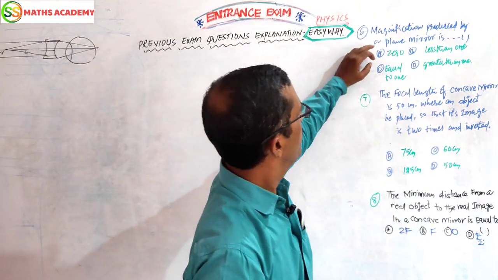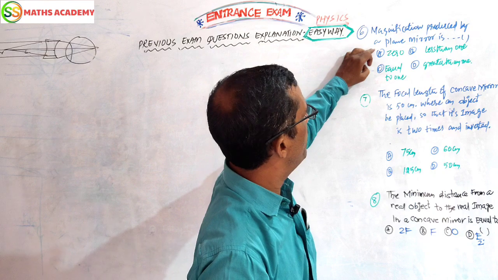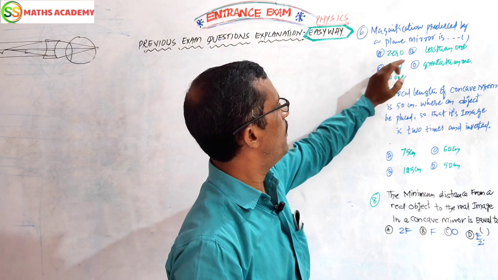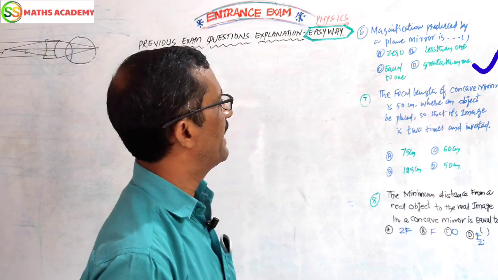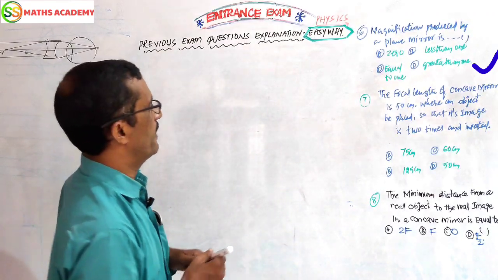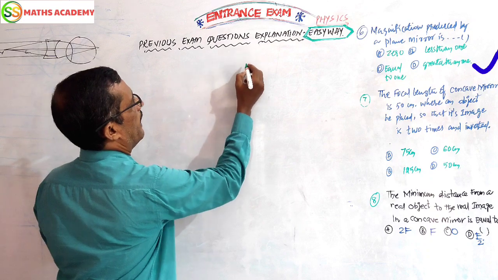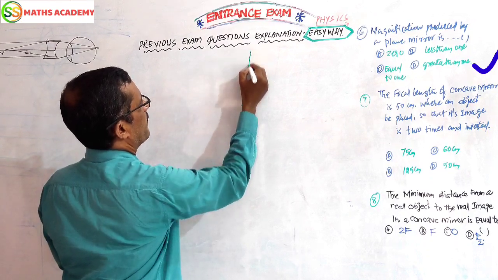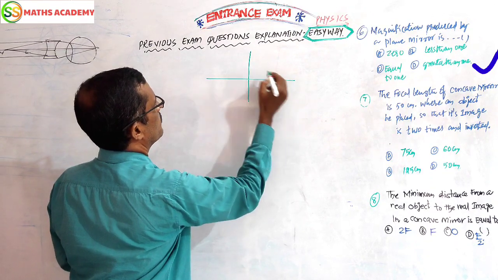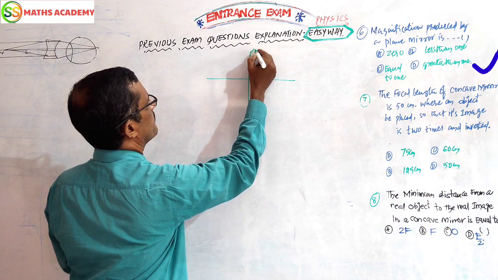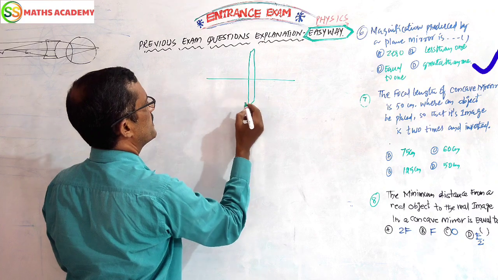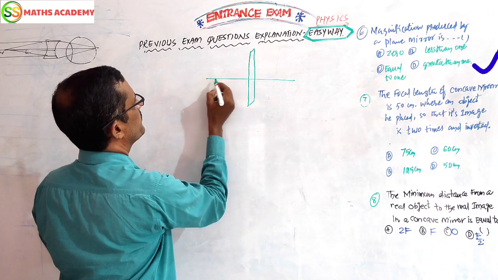The sixth question: magnification produced by a plane mirror is 0, less than 1, equal to 1, or greater than 1. So actually, when you take the plane mirror, see children, this is the plane mirror, right?